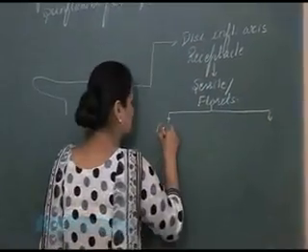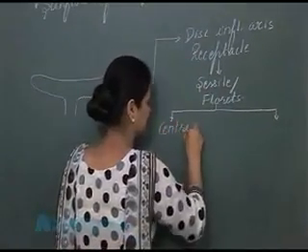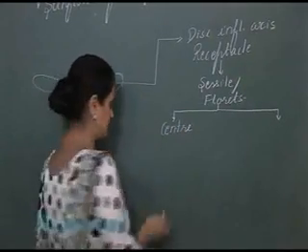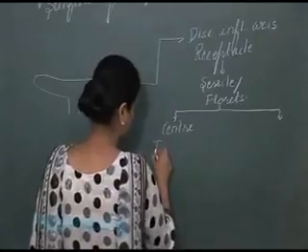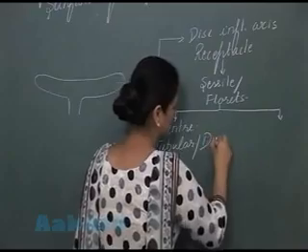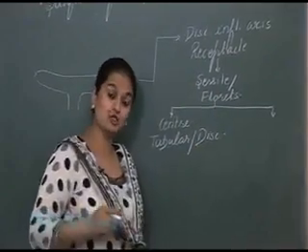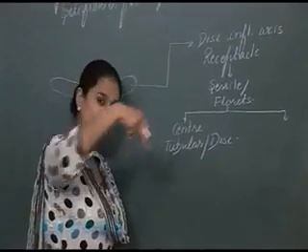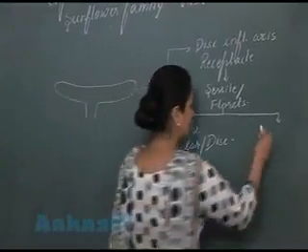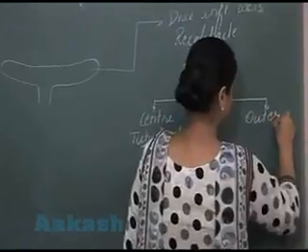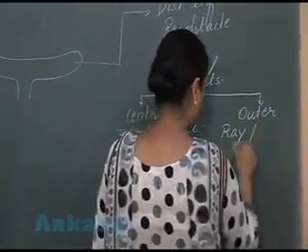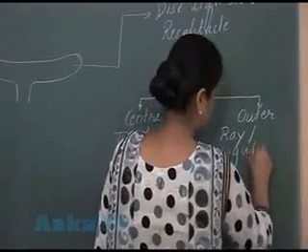The florets which are present in the center, जो बीच में present है florets, center के अंदर present है, these florets are known as tubular florets, or they are also known as disc florets. और जो florets present है outer side पर, these florets are known as ray florets. So outer side पर जो florets present हैं, they are known as ray florets, or they are also known as ligulate florets.